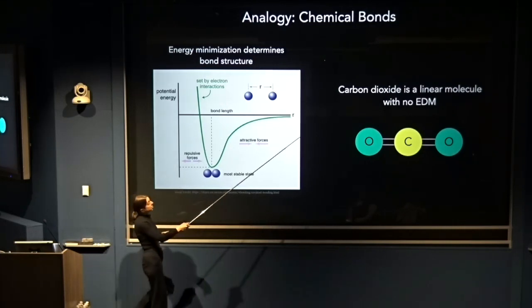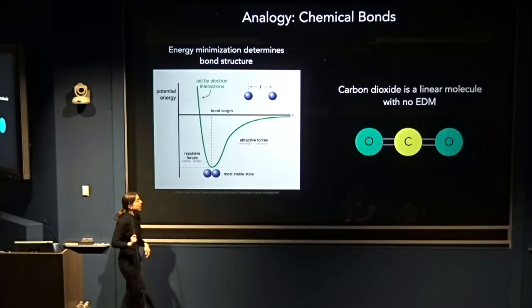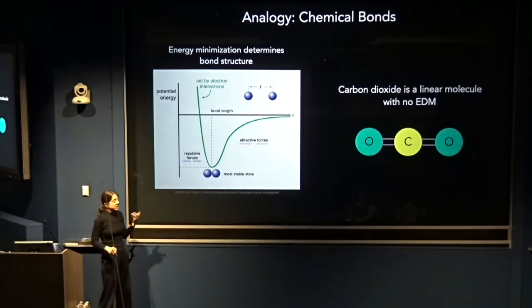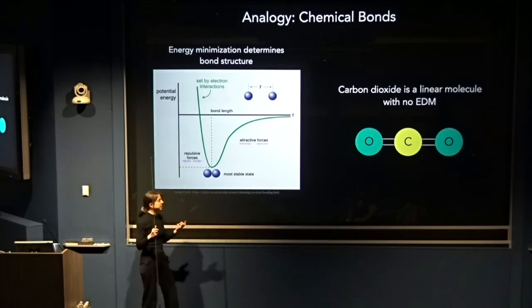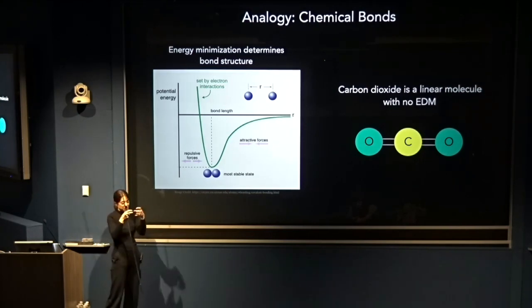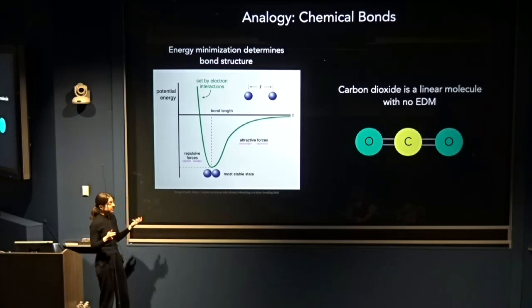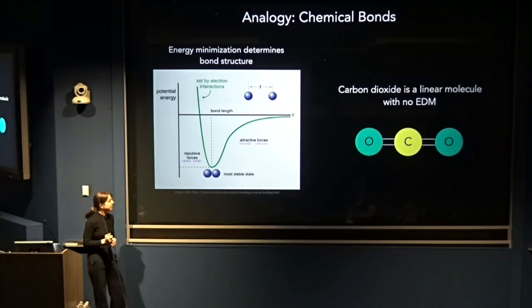So for example, carbon dioxide is a linear molecule like that. And that linearity is essentially set by the fact that the bonds that result are the ones that end up minimizing the energy of the system. And it so happens that that means that the molecule itself is linear and also, as a result, has no electric dipole moment.